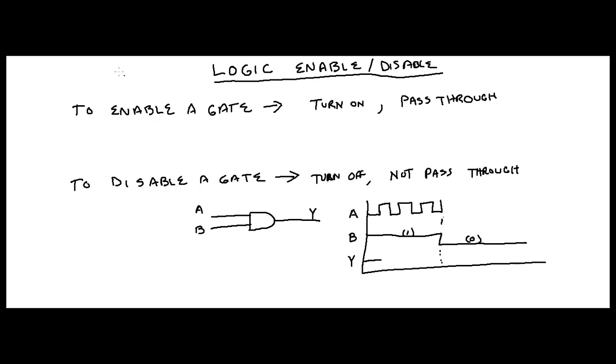What would you expect Y to do? Well, remember the truth table, right? Both A and B have to be 1 for it to be high, otherwise it will be low. Got it? So, let me do this here.